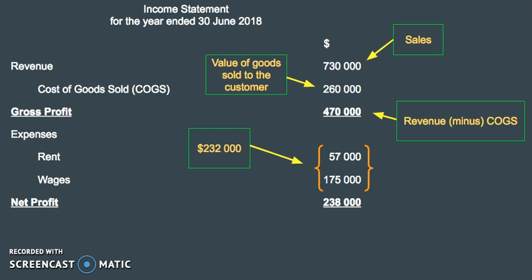So then finally we've got again, there should be a tax element in here as well. However, as I said, this is a very simple income statement. So gross profit, then minus all those expenses, then gives us our final figure here of $238,000, which is the final net profit.